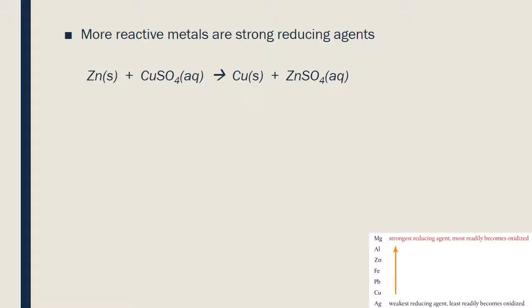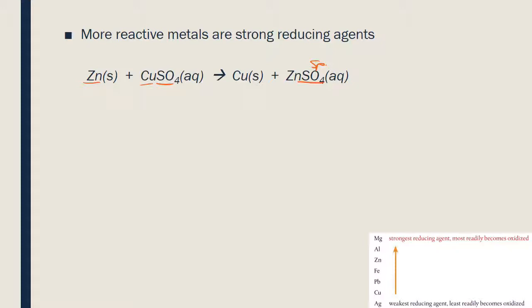So here, just looking at some examples. We have zinc reacting with copper sulfate, making copper and zinc sulfate. Sulfate here is going to be a spectator ion, so we're not going to worry about that. We're looking at zinc and copper and what they're doing.